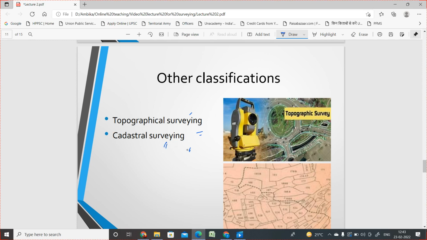Cadastral surveying is performed on a small scale so that we can identify the property line area, the state lines area and the country line area. So that is basically cadastral surveying.